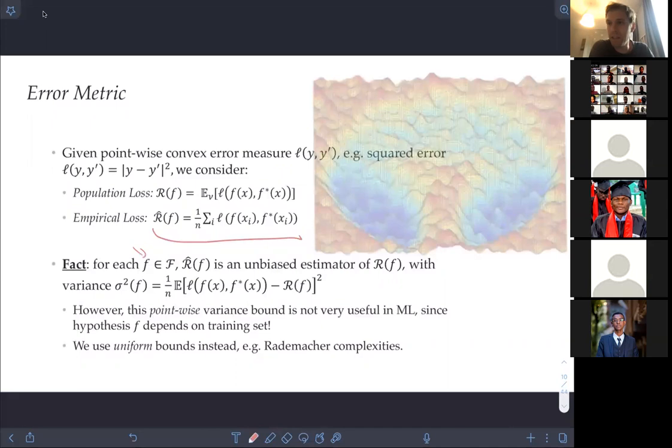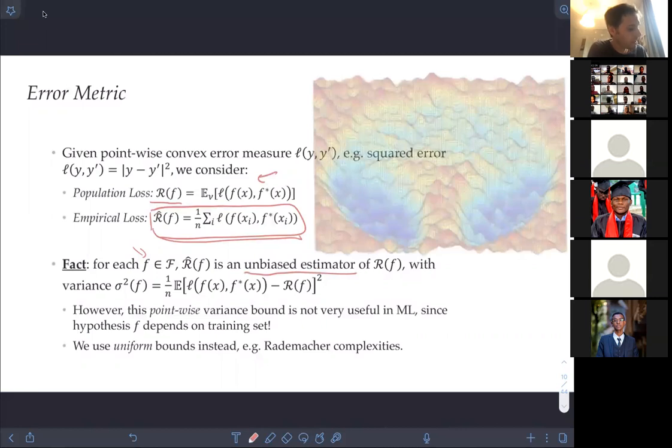By elementary probability, we know that this quantity, which is random because it depends on the draw of the training set, has the same expectation as this object here, which is deterministic. So it is called an unbiased estimator. And the variance is something I can compute pointwise. It is just the variance of a random variable obtained by composing this quantity, f of x_i.